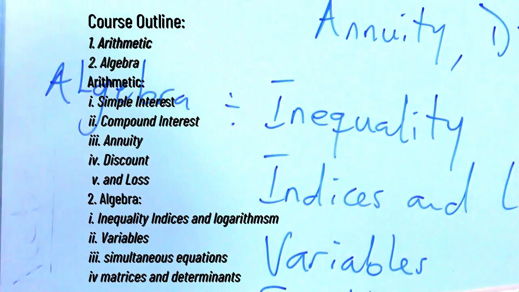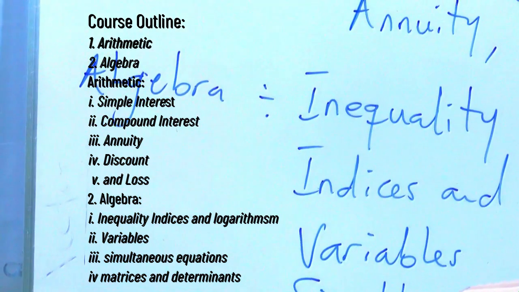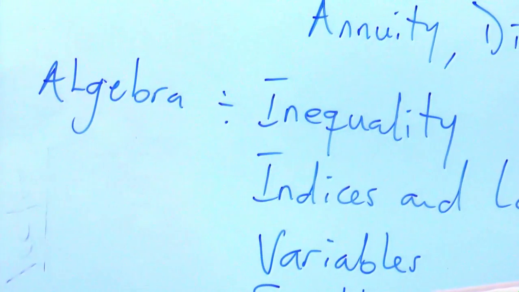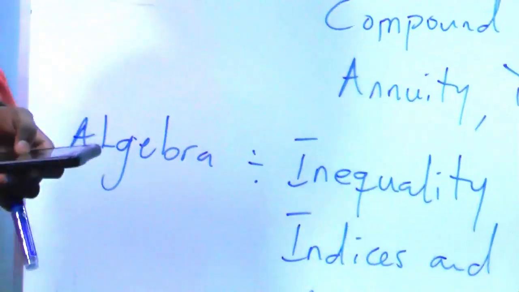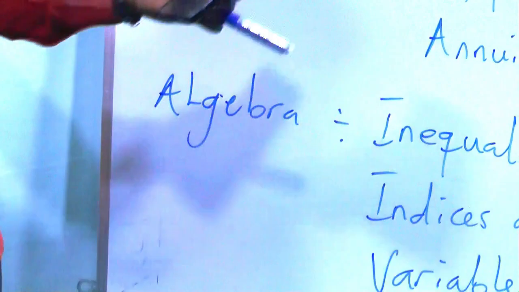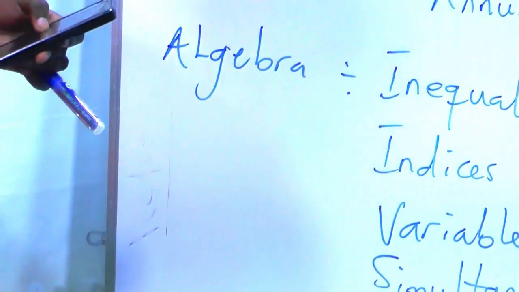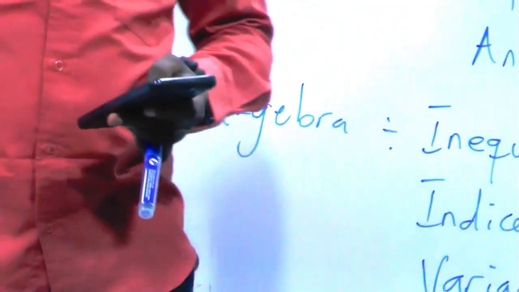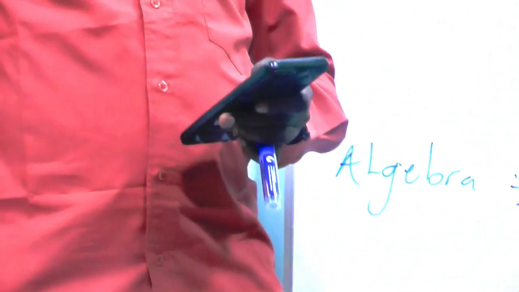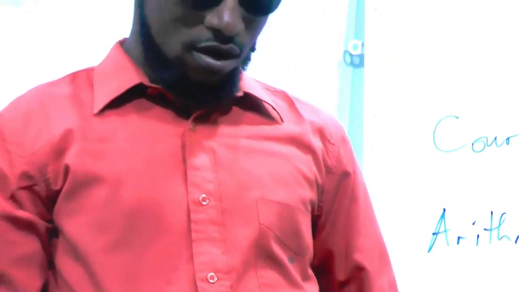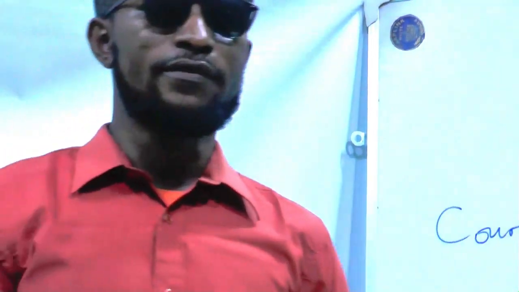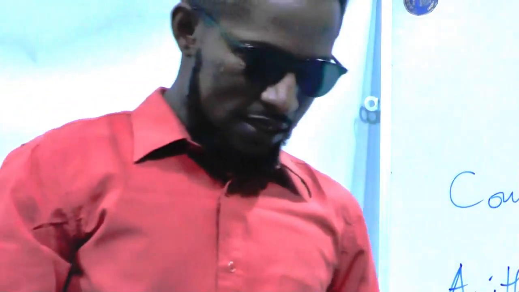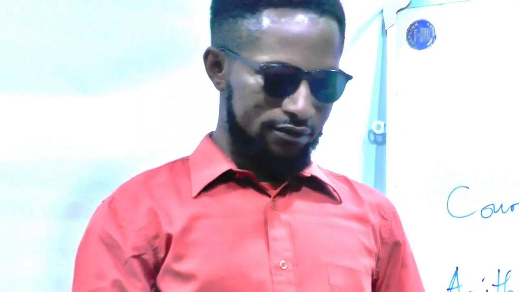As you can see on the board, these are the major course outlines we are going to be treating for this term or section. For the meantime, I will talk on the first one, which is simple interest. What is simple interest? Simple interest is simply the interest calculated on the initial principal amount over a certain period of time. That is the type of interest calculated on an initial principal amount over a period of time.